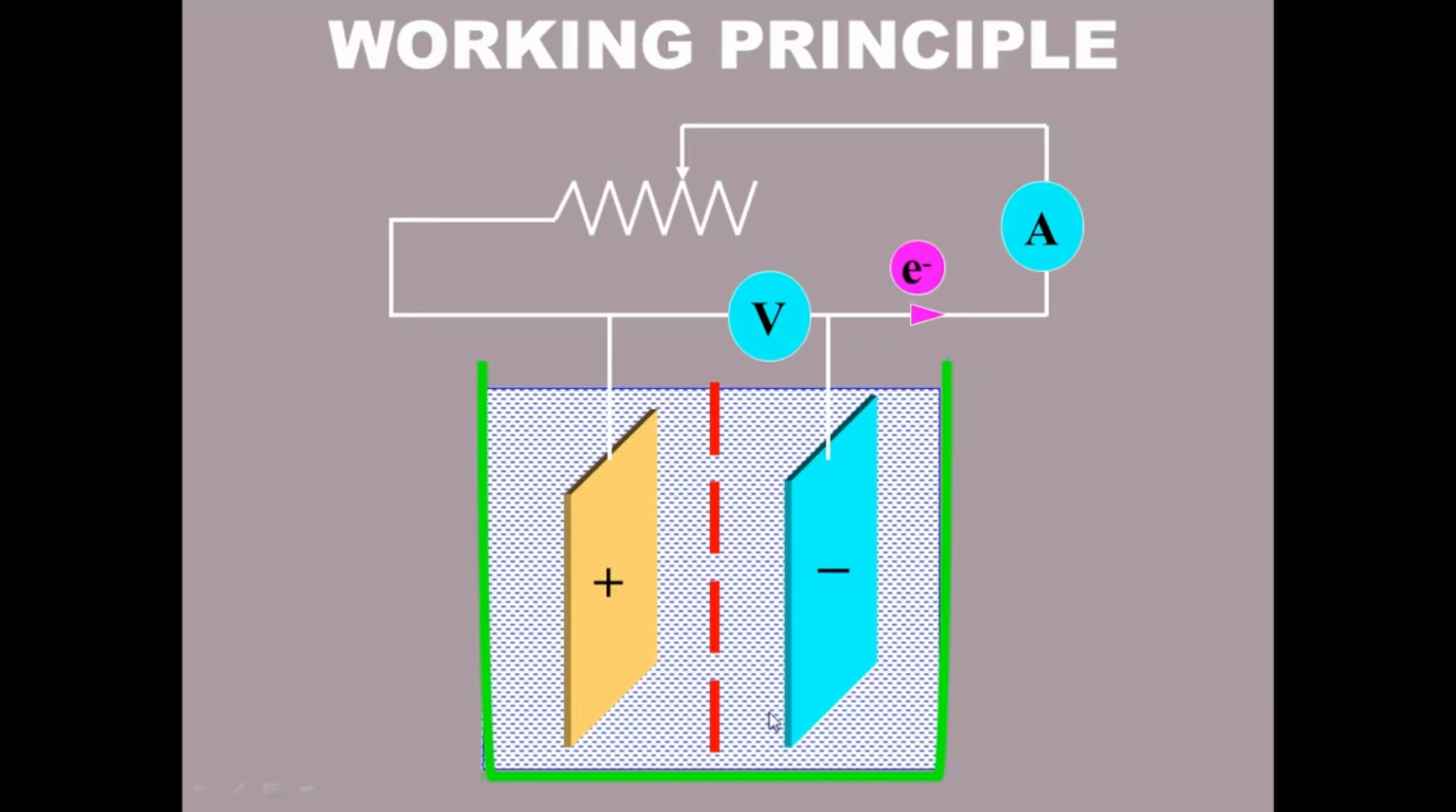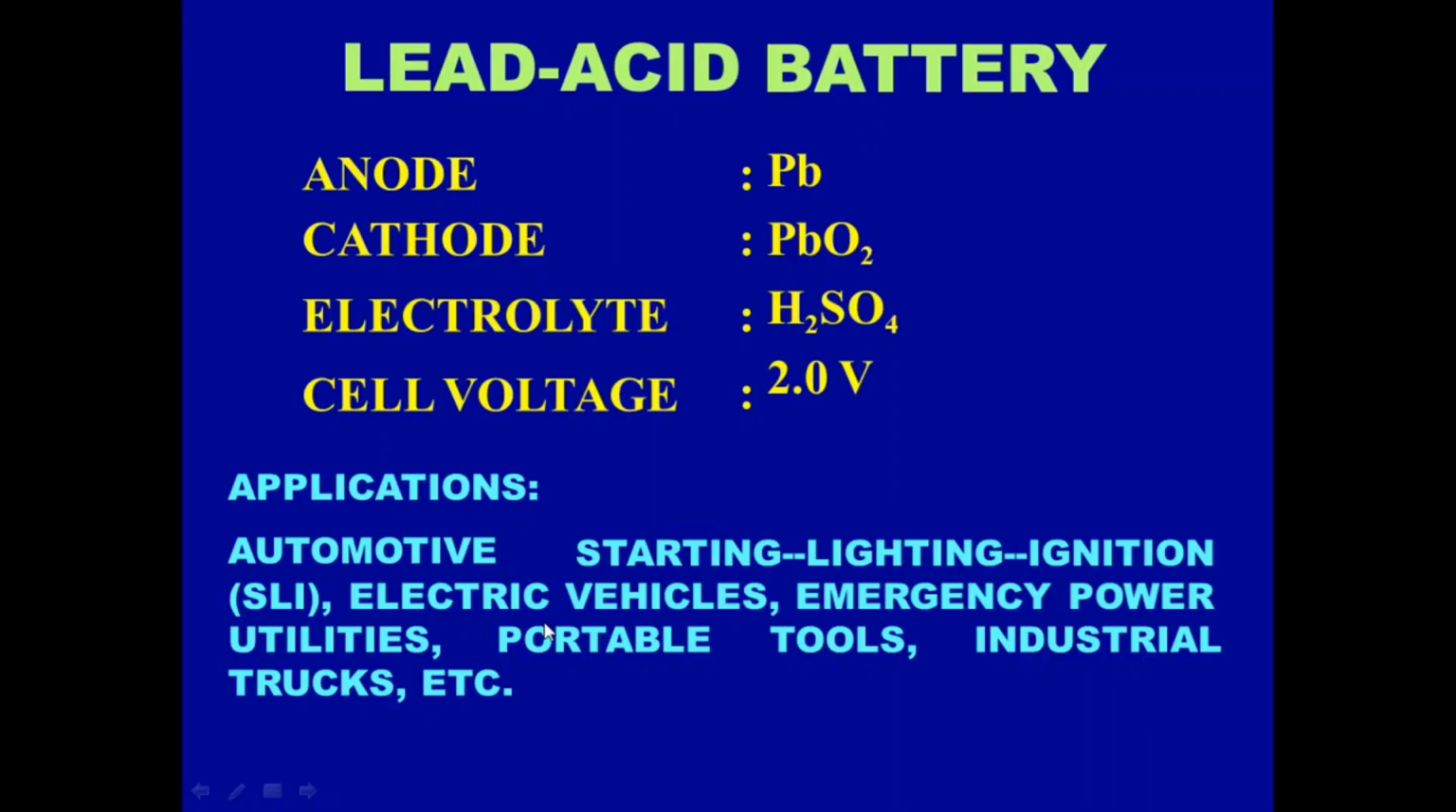And this is the working principle. See, in the container we have the electrolyte and we have the anode and cathode, and the circuit is given. So we see that electrons are emitted and a small voltage is produced, and this is the simple working principle of a battery.